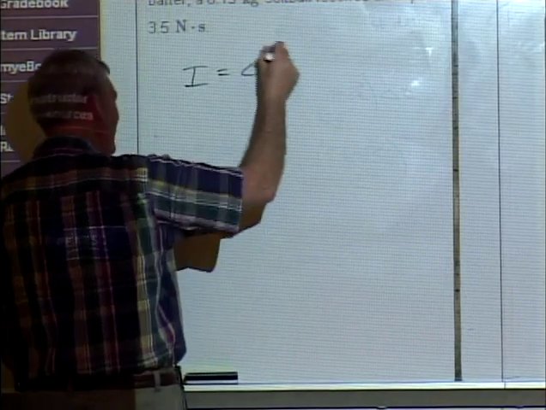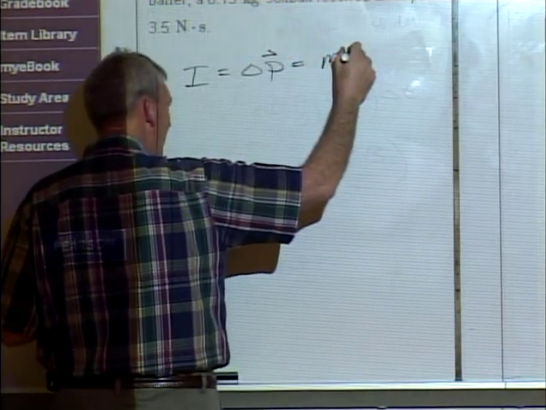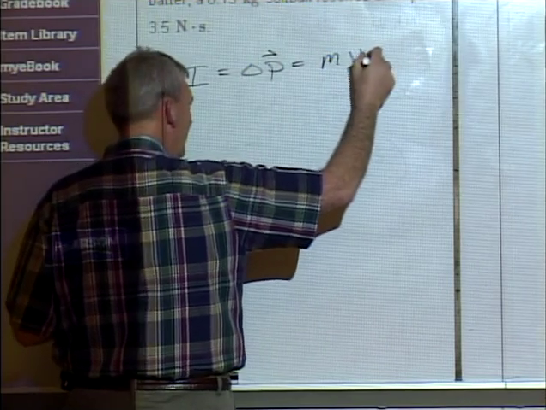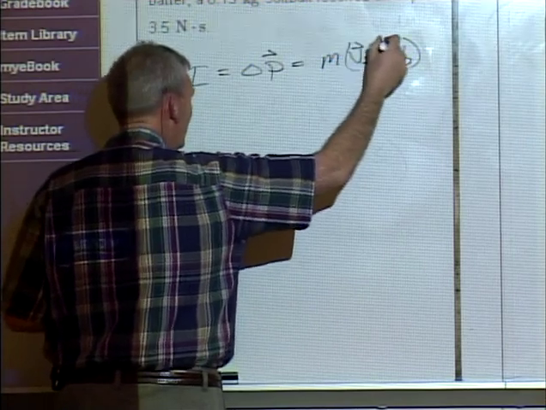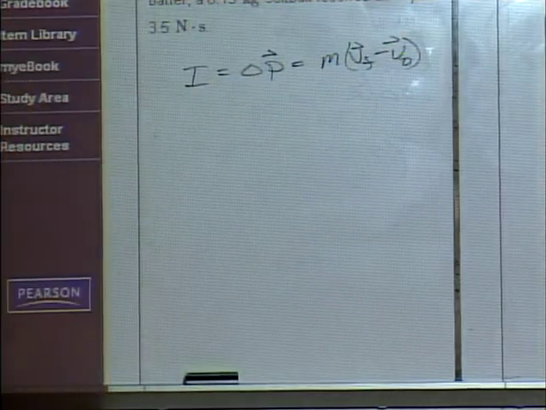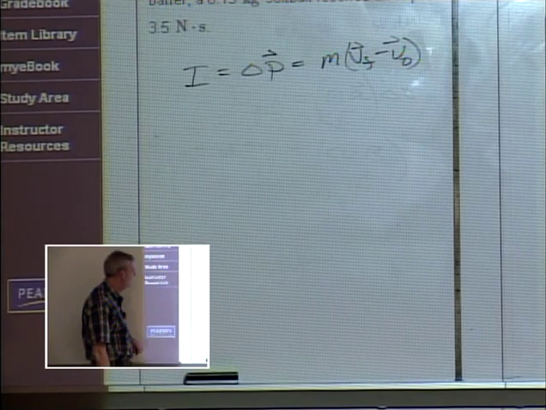This makes sense. Which equals m times the vf minus v naught. There. Whew. Dodge that bullet. There we go. Hey, look what we got.